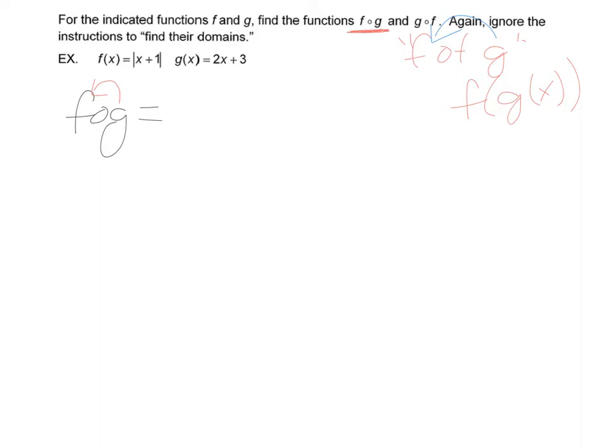Here's what that looks like. We have absolute value, and then where the x was, we're going to put 2x plus 3. And then there's a plus 1. So the g function plugged into the f, where the x was. Now inside the absolute value, I can combine like terms, 2x plus 4.